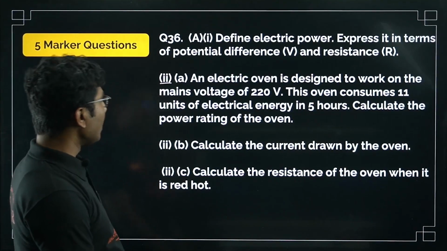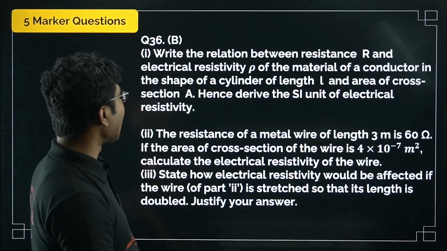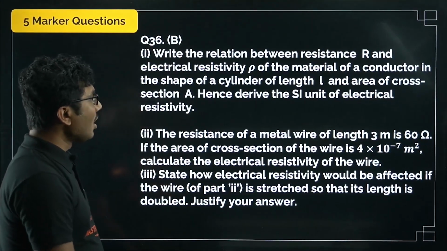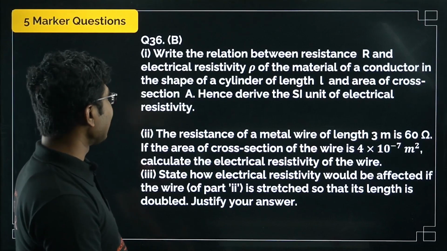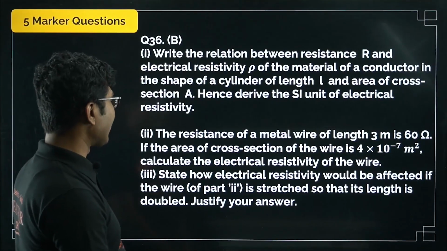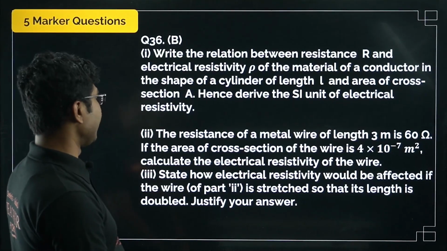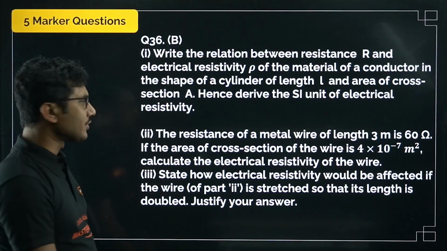Okay. Now let's see 36b. Write the relation between resistance R and the electrical resistivity rho of the material of the conductor in the shape of a cylinder of length L and area of cross section A. Hence derive the SI unit of resistivity. Okay, I think they are OR questions mostly.